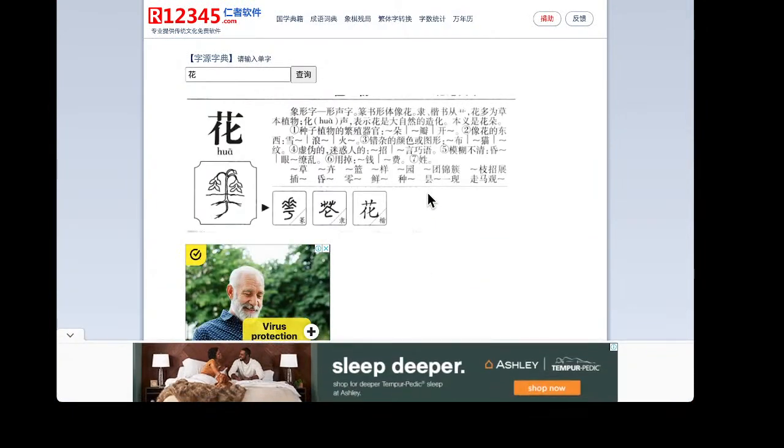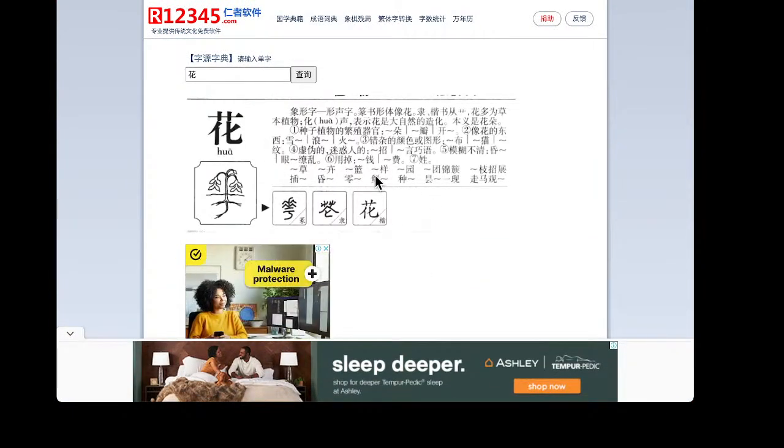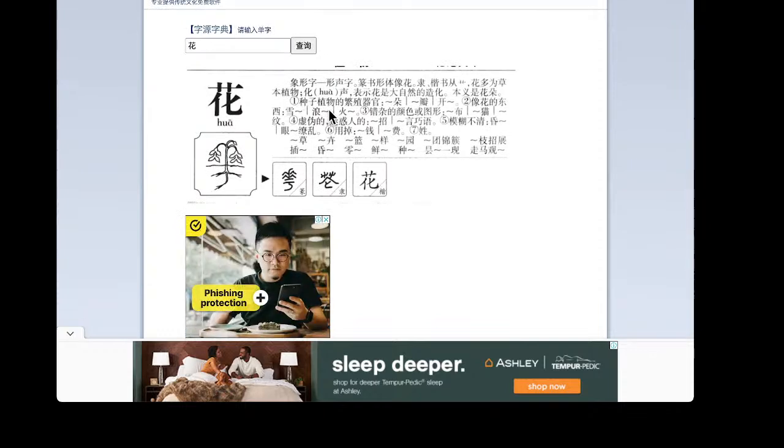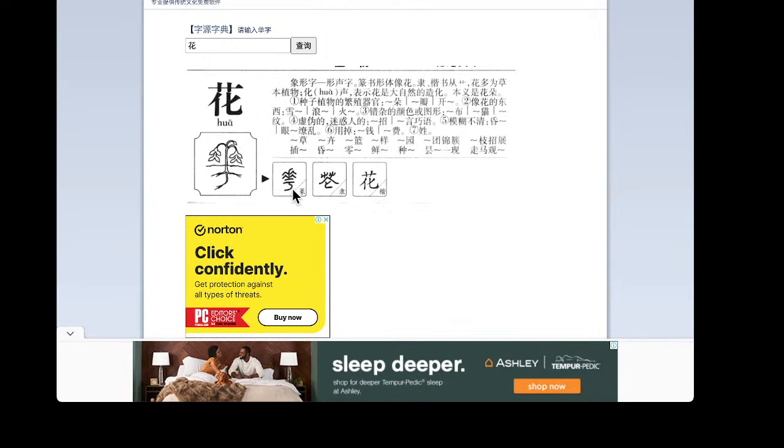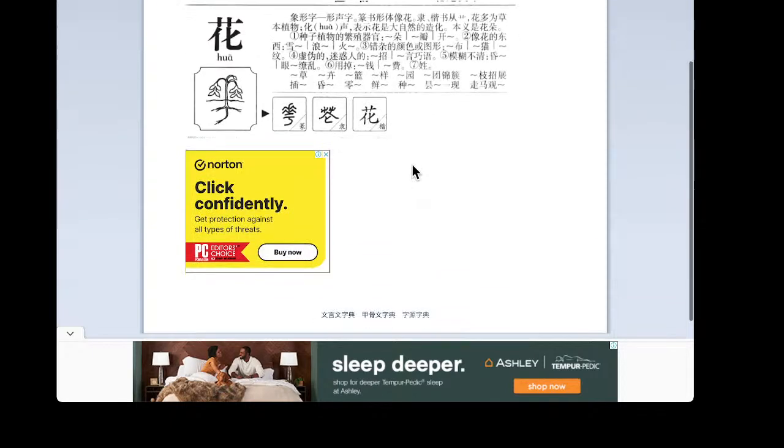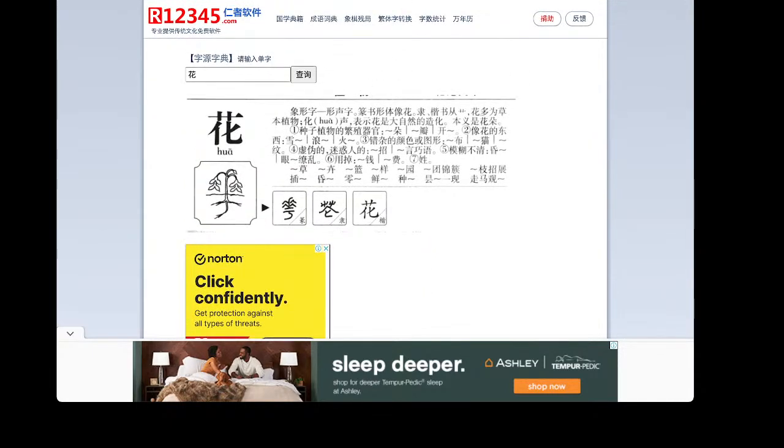Now this character, you can see that the original character is literally a picture of a flower. All right, and then of course later on they simplified it. This is 花.